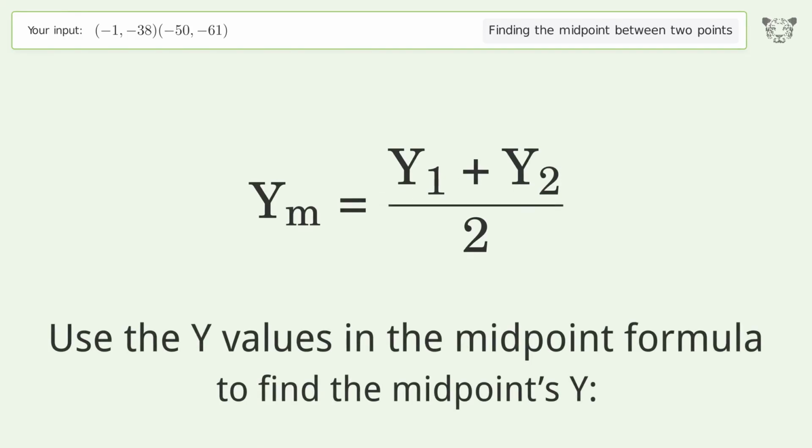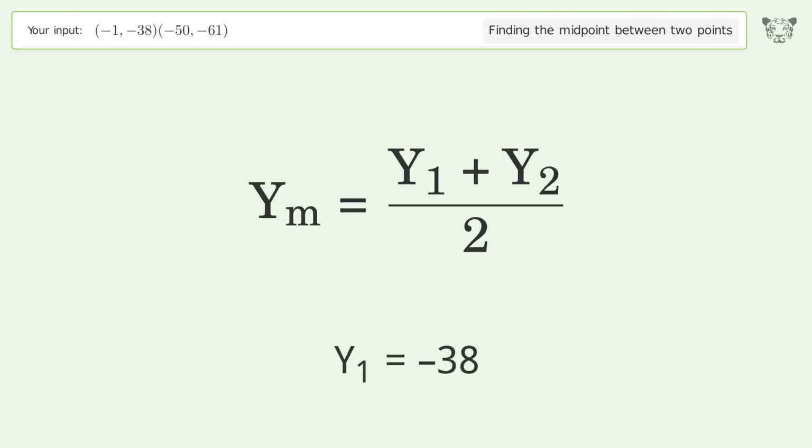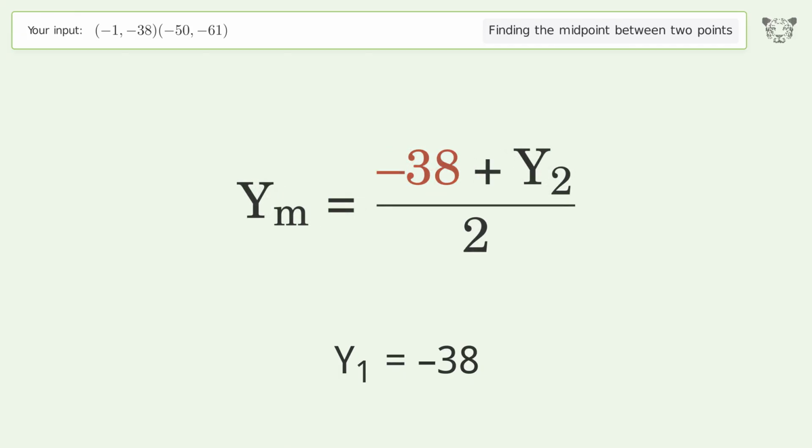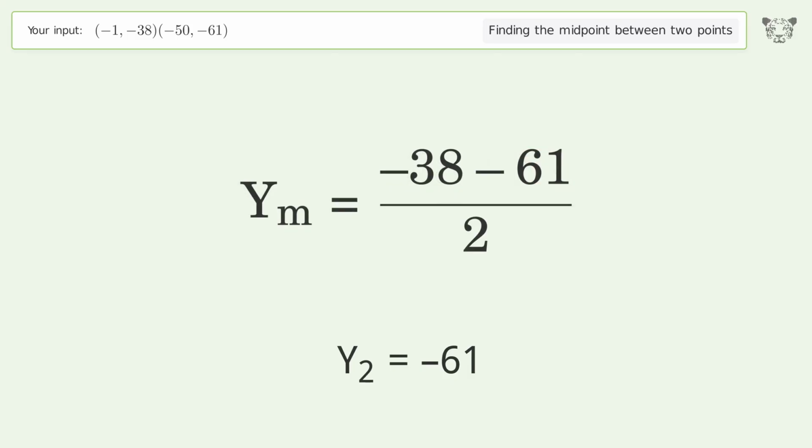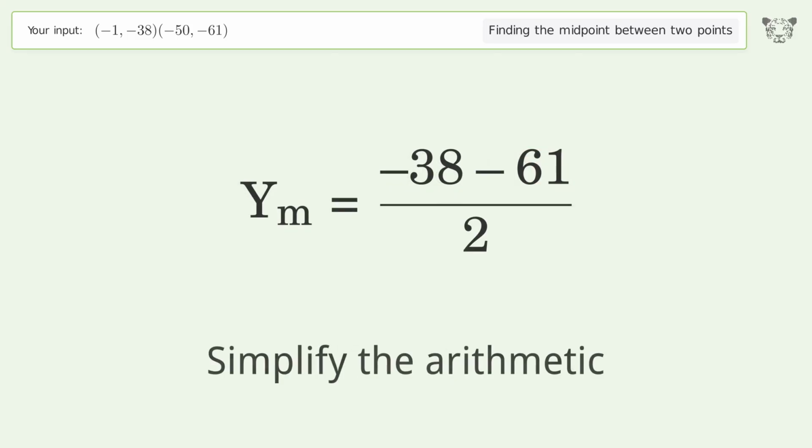Use the y values in the midpoint formula to find the midpoint's y. y1 equals negative 38. y2 equals negative 61. Simplify the arithmetic.